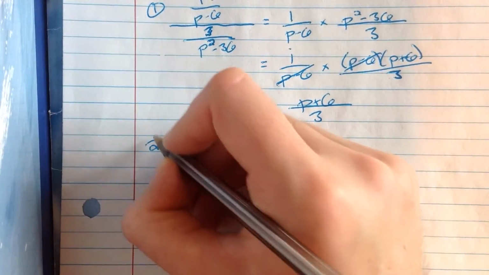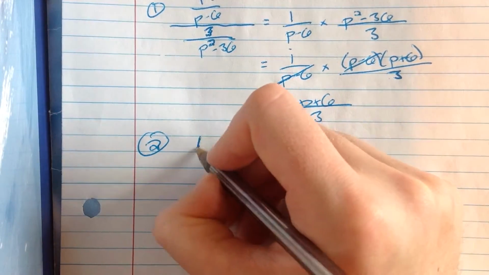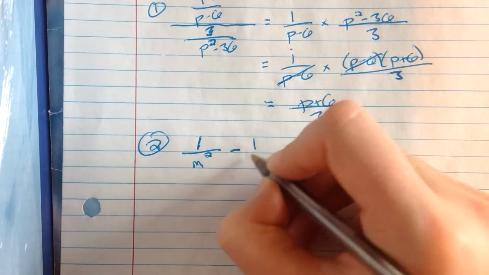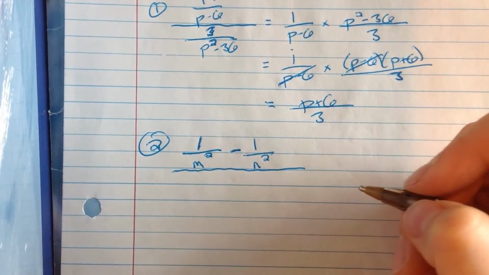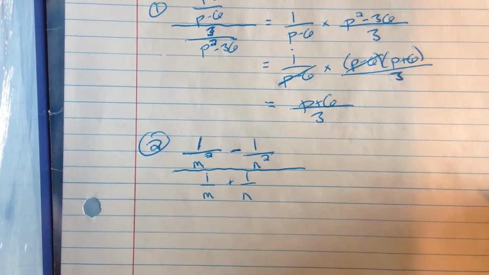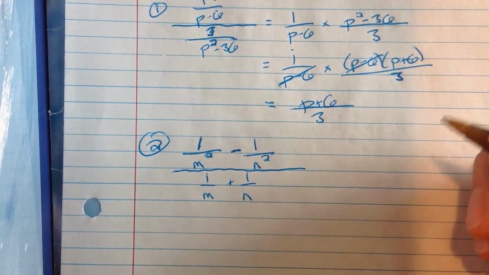Second example, if I have 1 over m squared minus 1 over n squared all over 1 over m plus 1 over n. So let's try and get top to have a common fraction and bottom to have a common fraction.